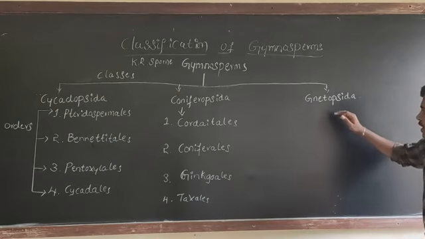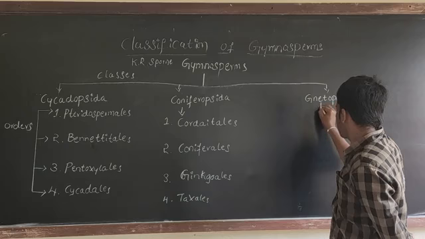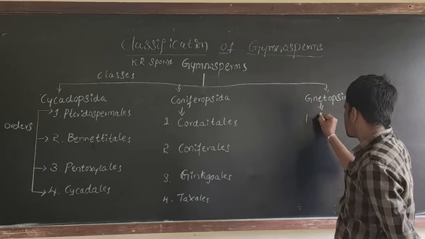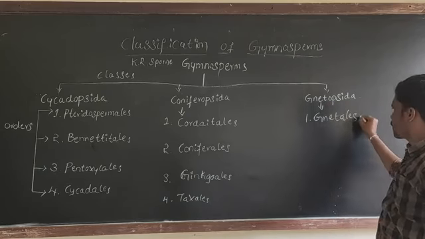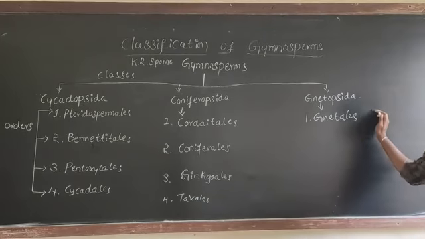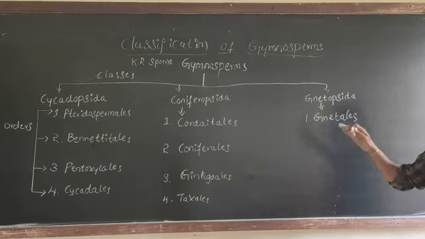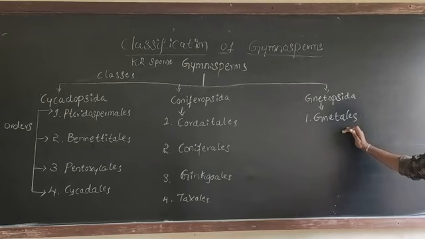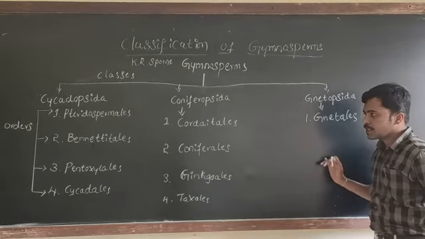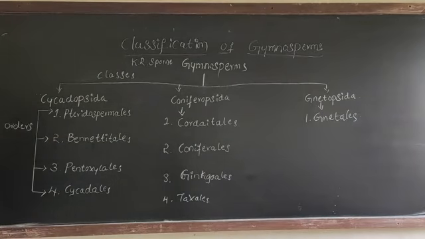Similarly, Gnetopsida consists of only one order, that is Gnetales. So this is about the basic structure of the classification system of gymnosperms given by Sporne. So let us see one by one. First, the class Cycadopsida.